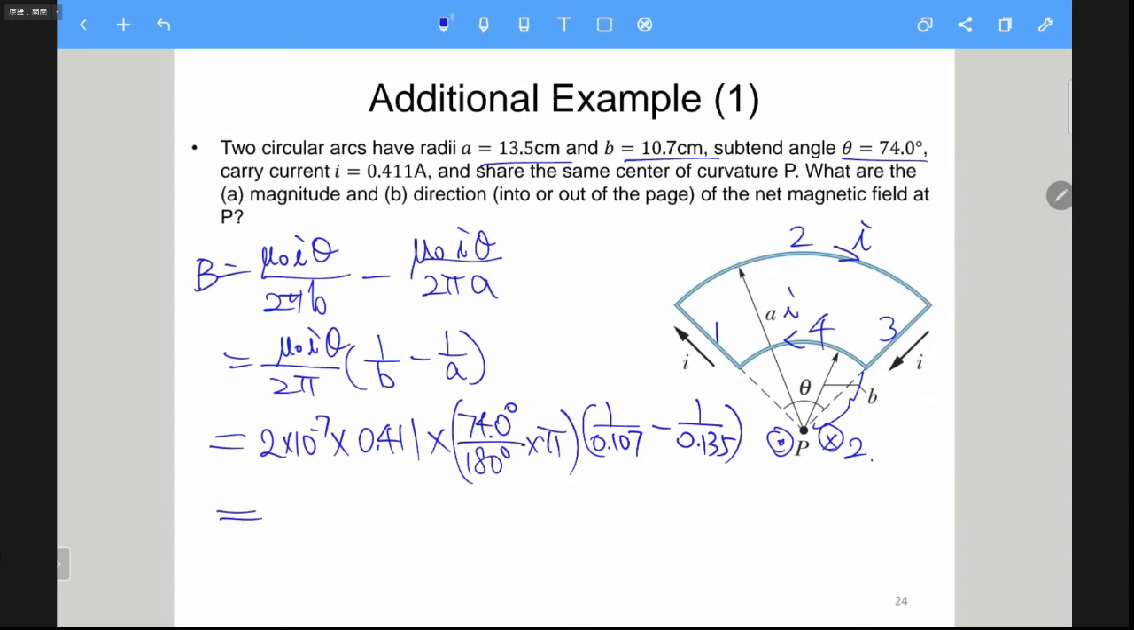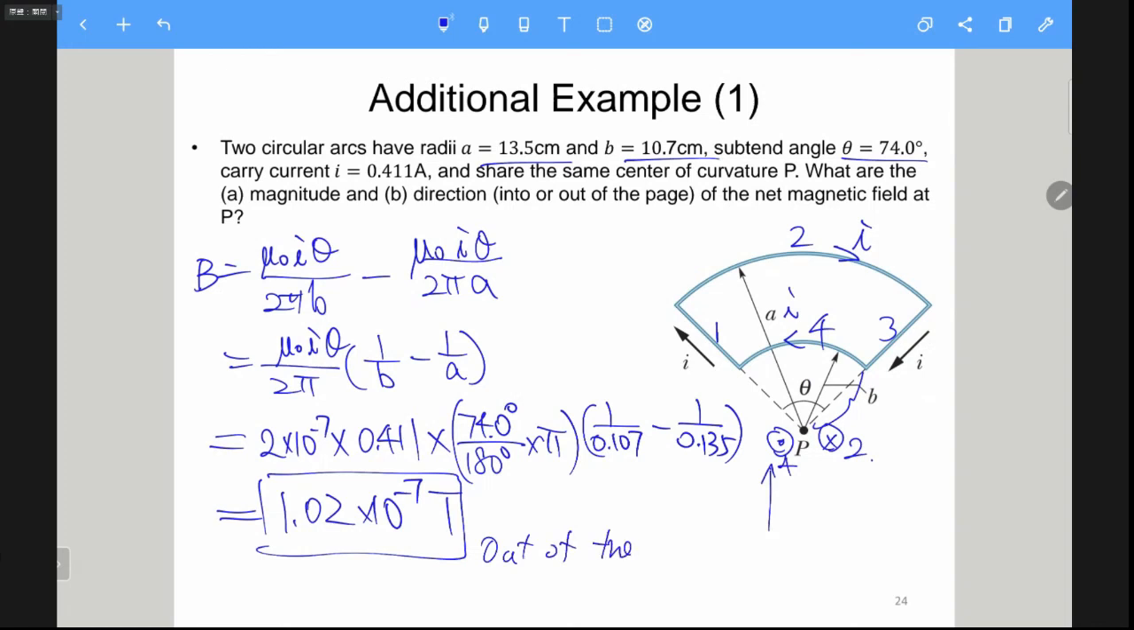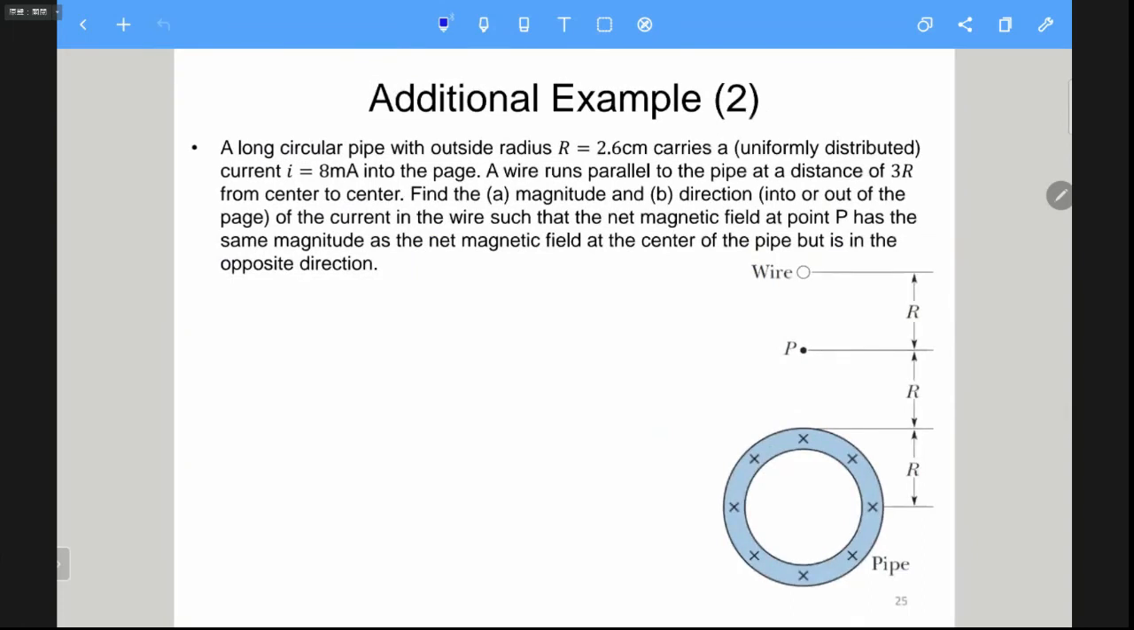Okay, so next, the answer will be 1.02 times 10 to minus 7 Tesla. And of course the direction. For part 4, the field is larger. So this is pointing out of the page. Okay, so this is for part B. This is for part A. Okay. And then the next one.